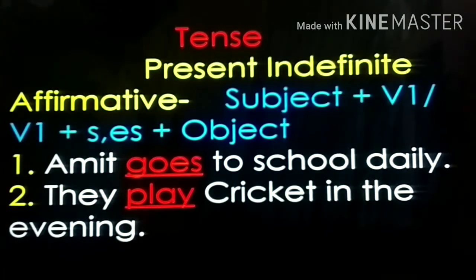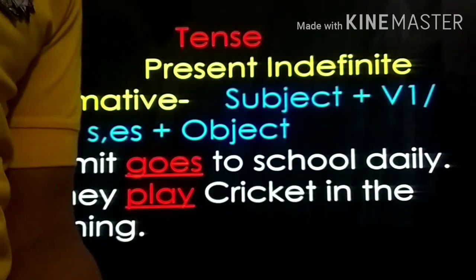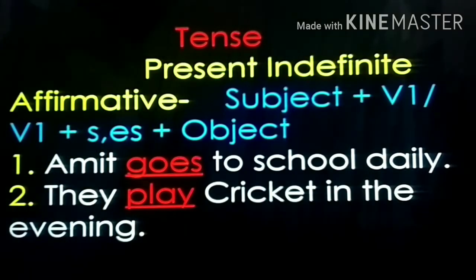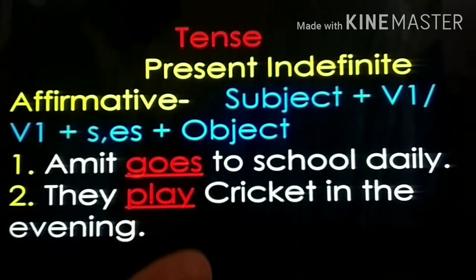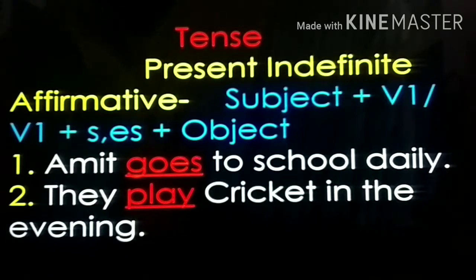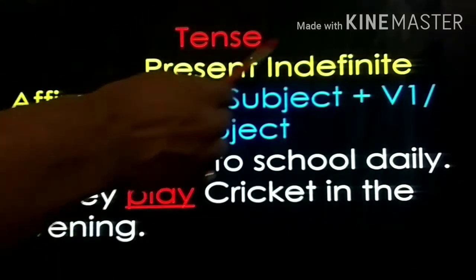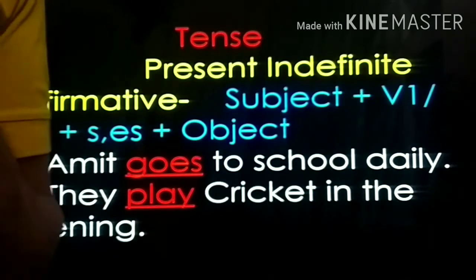We are going to start tense. As we know, there are three types of tense: present, past and future, and each tense has four different parts. So 3 multiplied by 4 equals 12. So in grammar, we say that there are 12 tenses in all. First of all, we will start today with the present indefinite tense. Present indefinite.